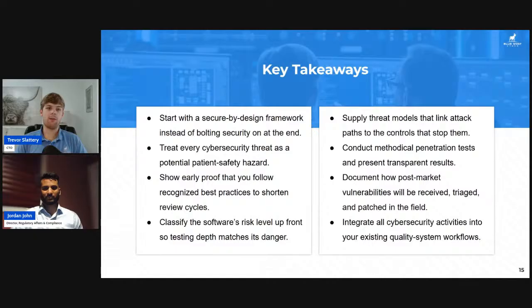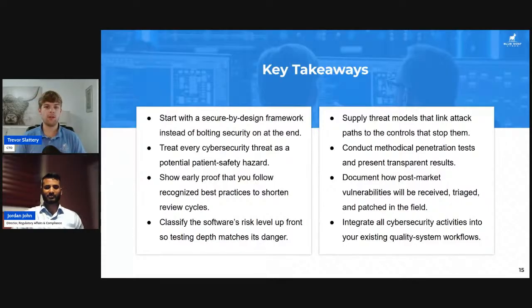We should show early proof that we're following best practices to shorten review cycles. Referencing these standards and showing direct artifacts as a result of following them is a great way to reduce the overall review time within the FDA. We want to identify the risk level upfront so that testing depth and assessments match the danger. Identifying the class and risk of your device can be a little bit difficult, and this is where we often recommend an informational meeting or the Q-Sub process with the FDA, which lets you go through an interactive back and forth review in these early phases. The FDA can help you classify your level of risk.